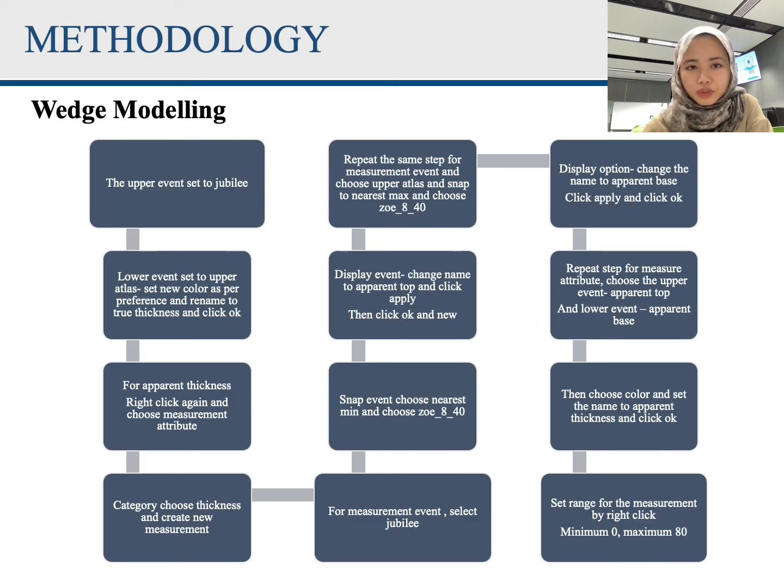Okay, continue with the methodology. Then the upper event we set to Jubilee, and then the lower event we set to the upper atlas, and set the new color as per preference and rename to the true thickness and click OK.